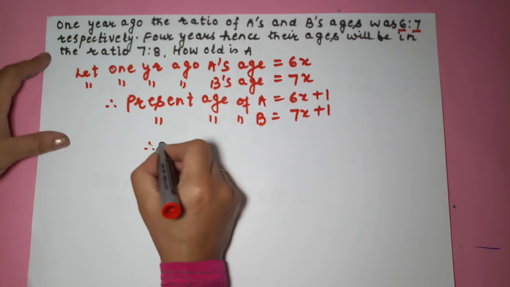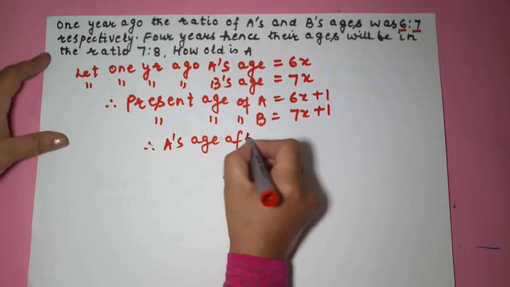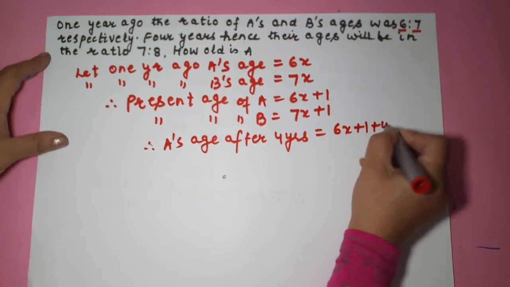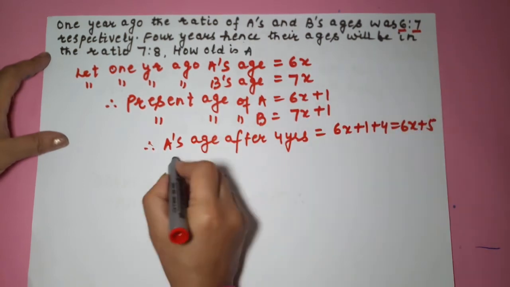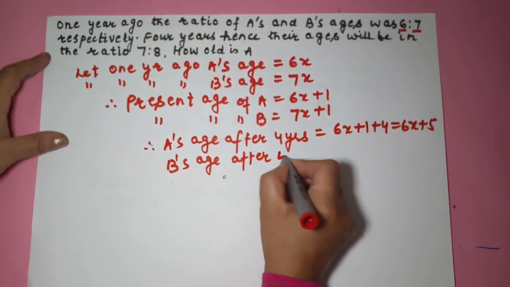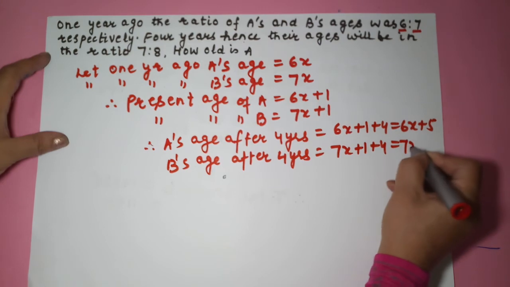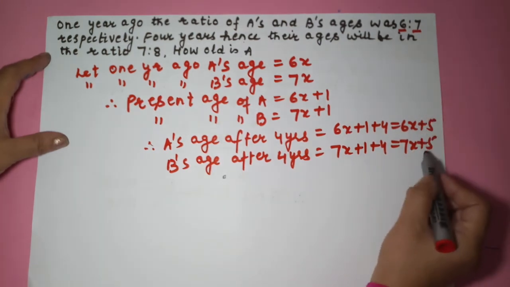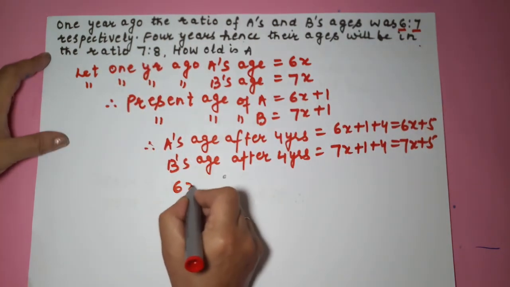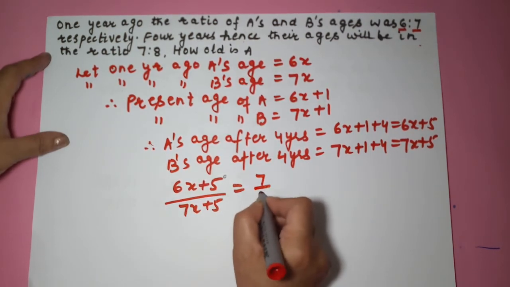So, therefore, A's age after 4 years will be 6x plus 1 plus 4, which is 6x plus 5. Similarly, B's age after 4 years will be 7x plus 1 plus 4, which is 7x plus 5. Now what happens to their ages after 4 years? They will be in the ratio 7:8. Does that mean 6x plus 5 upon 7x plus 5 will be equal to 7 upon 8?